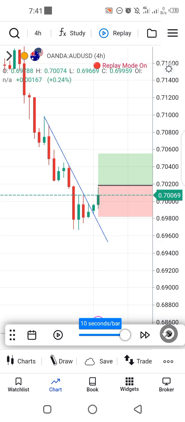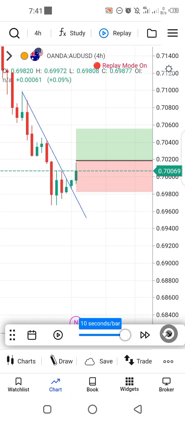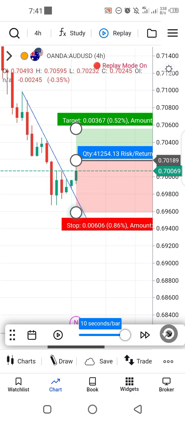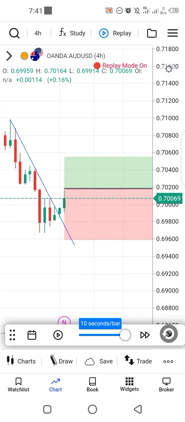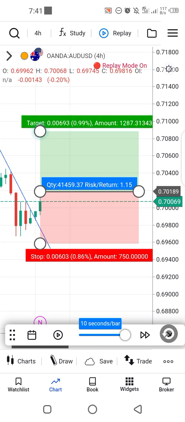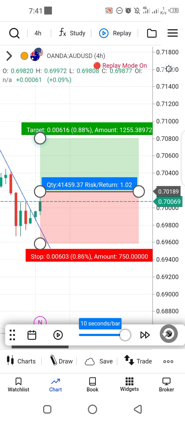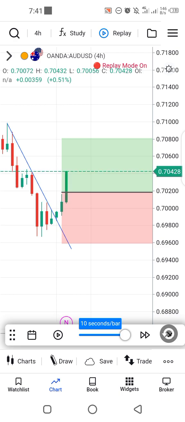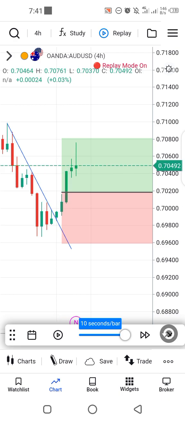Okay, so now I set my buy stop above this high so that if the next candle breaks the high of this candle, it will trigger me into the trade. So let me set my stop loss properly below here. Okay, so we'll set our 1-to-1 right there. So let's see how this trade will go. Looks like a powerful trade.